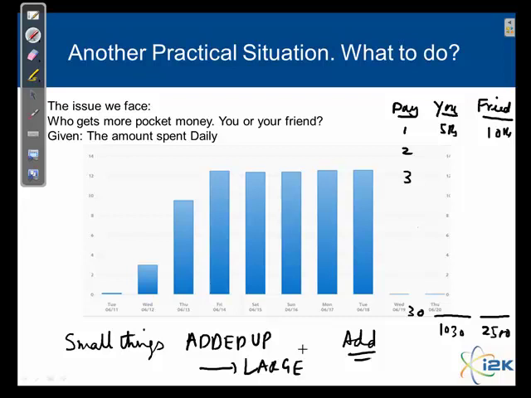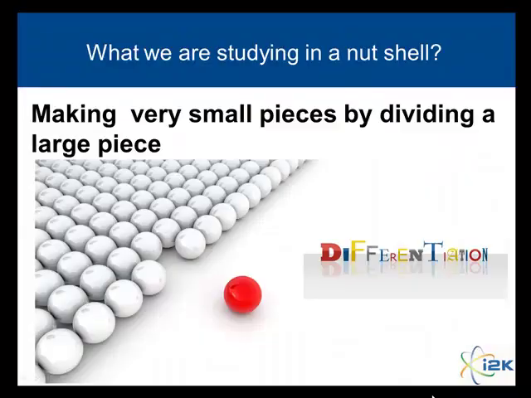So one way of comparing was dividing something into small pieces, and the other was actually adding small things to make a large one. These two different approaches are used in mathematical analysis that you will soon see in much detail. In some situations, to analyze a particular phenomenon, we make very small pieces by dividing a given large piece.